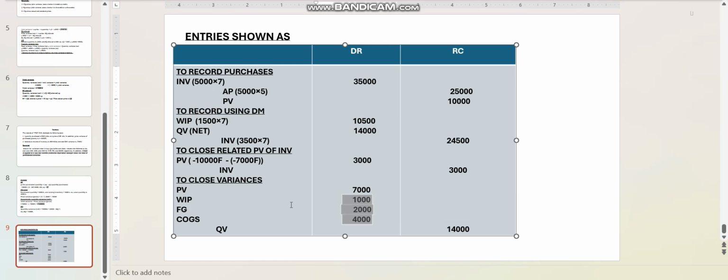Obviously the total variance of 7,000 is divided among them based on balances. Balances were 1, 2, 4. So 7,000 is divided as 1, 2, 4. So shares are WIP 1,000, finished goods 2,000, cost of goods sold 4,000.